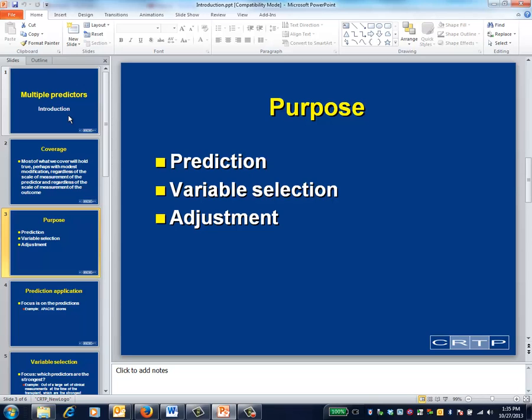These purposes are prediction, variable selection, and adjustment. For now, I'll just introduce these three types of application.